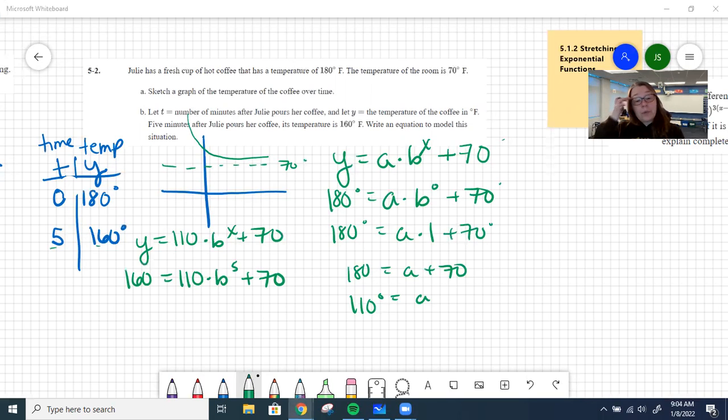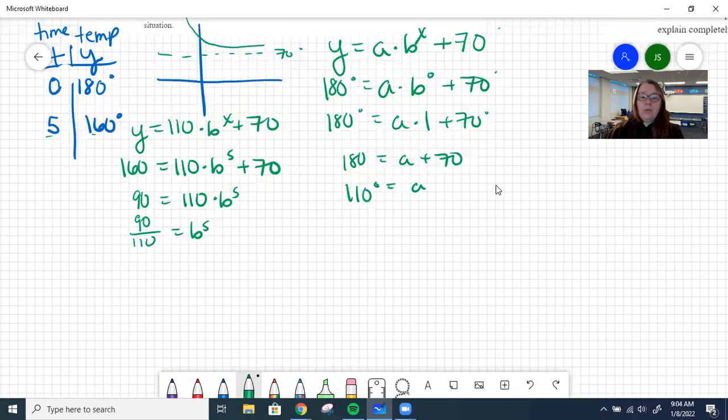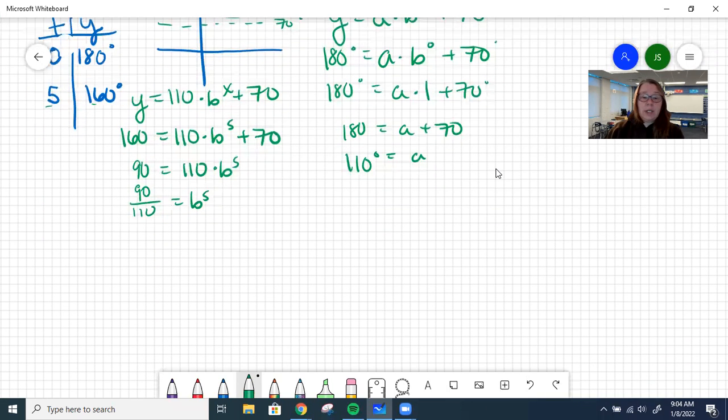my B value. So the first thing I would do is I would subtract the 70. So I'd have 90 equals 110 times B to the 5th. And then I divide by 110. So I'd have 90 over 110 equals B to the 5th. Okay, and then I can reduce the 90 over 110 to just 9 over 11. But to undo the 5th power, I'm going to take the 5th root, or I could do the 1/5 power to both sides. Okay, so the 5th root is the same as the 1/5 power.